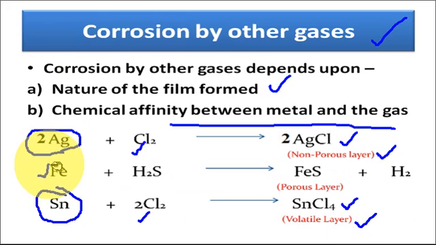Similarly, iron gets corroded in presence of oxygen, as we have just now discussed, while in presence of H2S it also may get corroded. Why? Because iron reacts with hydrogen sulfide easily and forms the iron sulfide porous layer, and due to its porosity further corrosion takes place at a faster rate. So in presence of these gases some metals also get corroded.